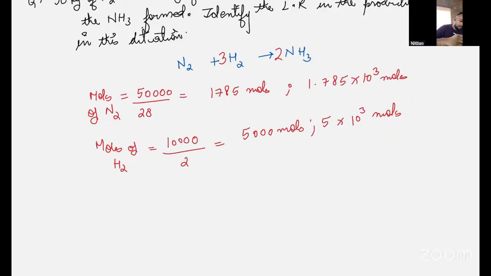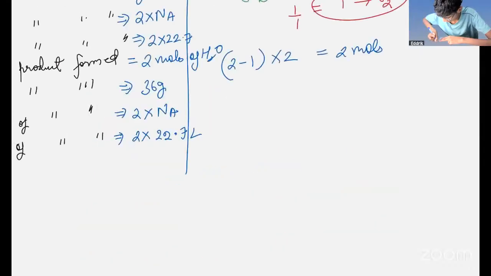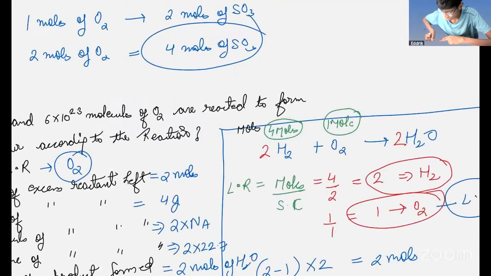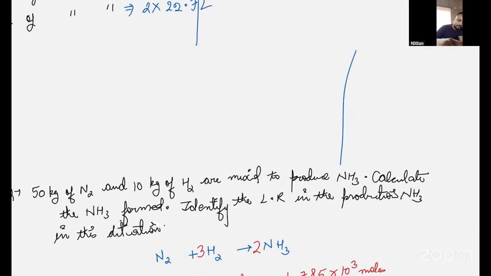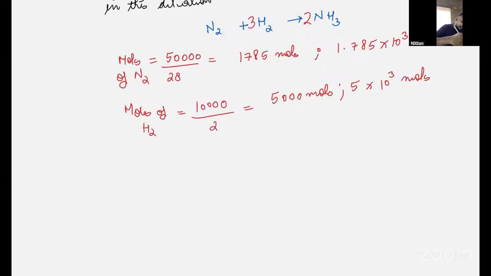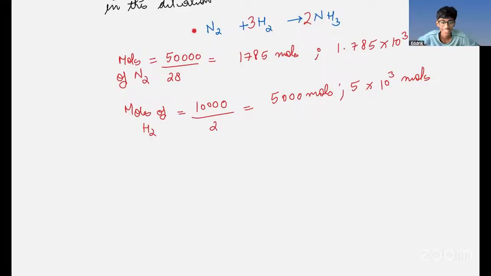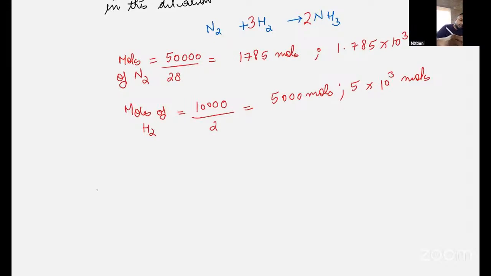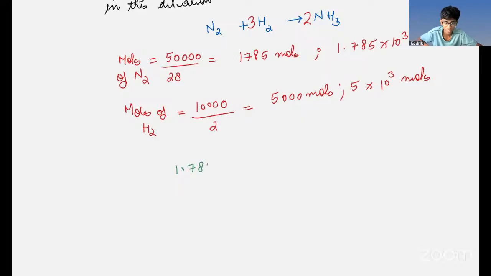Now, here, what is this? This means that we have to calculate the LR. How will you do that? I gave you the easiest formula: the moles divided by the stoichiometric coefficient, SC. So what will you get in the first case? It will become moles is 1.785 divided by 1, which is 1.785 into 10 to the power 3 moles for N2.